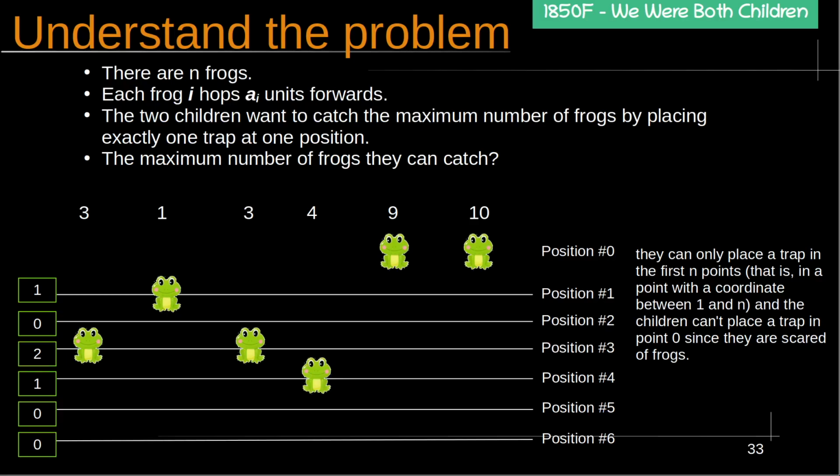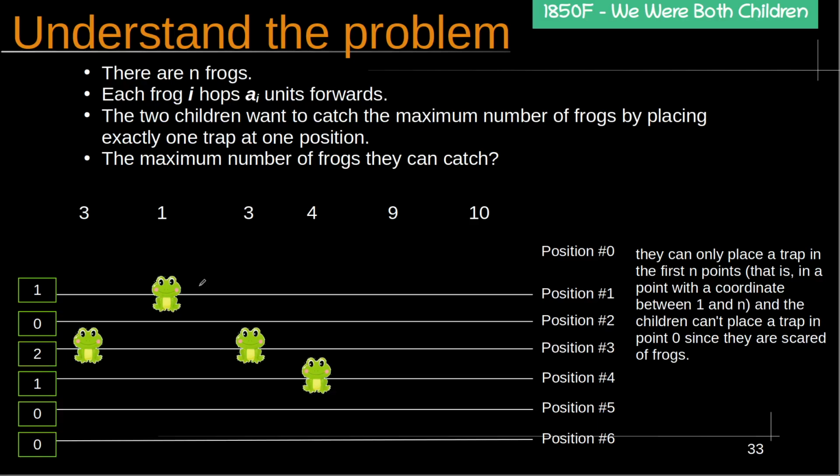Frog number 4, frog number 5 and 6 can't be caught because they hop a number of units greater than 6, which is n. Because as we have said, Mihai and Slavic can only place a trap between 1 and n, 1 and 6 for this example. So these two can't be caught.